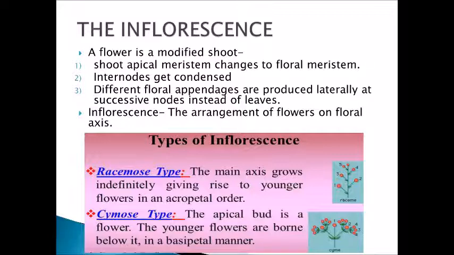Different floral appendages are produced laterally at successive nodes instead of leaves. Here, as it is a reproductive part, it is a flower. Here on this shoot, at the nodes, the leaves are not formed. Instead of that, other floral appendages are produced. So, flower is a modified shoot.